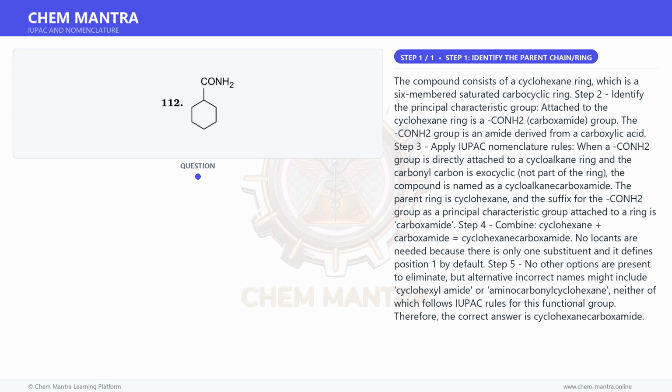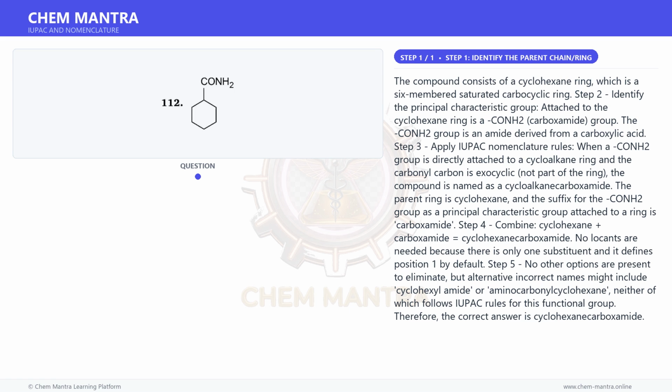The compound is named as a cyclohexanecarboxamide. The parent ring is cyclohexane, and the suffix for the carboxamide group as a principal characteristic group attached to a ring is carboxamide. Step 4. Combine cyclohexane plus carboxamide is equal to cyclohexanecarboxamide. No locants are needed because there is only one substituent and it defines position 1 by default.